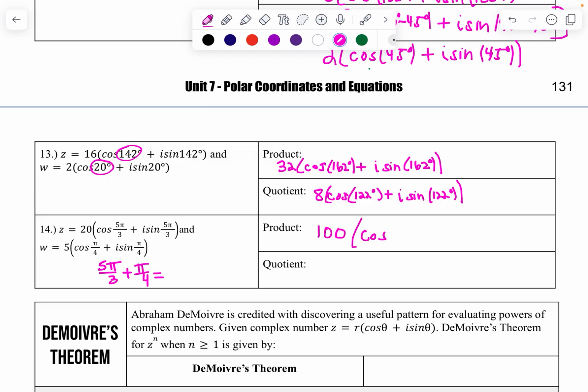We've got to get a common denominator. Least common multiple of 3 and 4 is 12. So if I multiply this one by 4 over 4 and this one by 3 over 3, we will get 20 pi over 12 plus 3 pi over 12. And so now I'm able to add them, and I'll get 23 pi over 12. So almost 2 pi, down there in quadrant 4, plus i times the sine of 23 pi over 12.